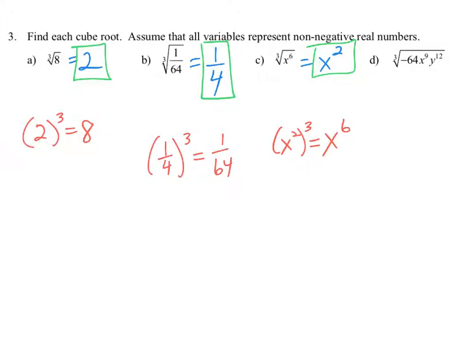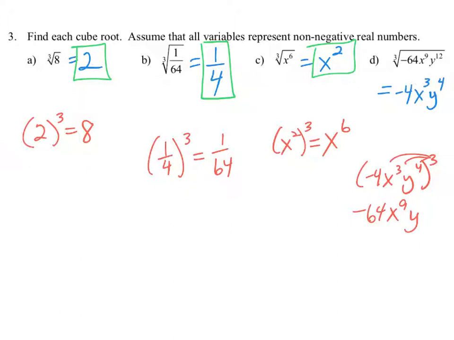Now the cubed root of negative 64x to the 9th, y to the 12th, is negative 4, because the cubed root of negative 64 is negative 4, x to the 3rd, y to the 4th power. We can check our answer by taking negative 4x to the 3rd, y to the 4th power, all to the 3rd power, and we're sharing that exponent. Negative 4 to the 3rd power is negative 4 times negative 4 times negative 4, or negative 64, and power to a power, you multiply those powers. So x to the 3rd to the 3rd is x to the 9th, y to the 4th to the 3rd is y to the 12th. So our answer is negative 4x to the 3rd, y to the 4th.